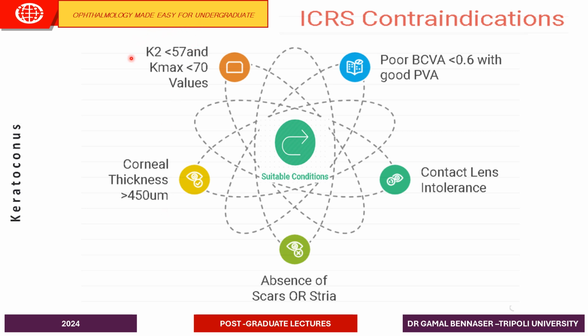Another thing is that the K2 value, that's the steep meridian, should not exceed 57, and the Kmax should not exceed 70. The Kmax reflects the anterior surface. So if there is very high irregularity of the anterior surface, this indicates that the patient will have no improvement and it is better to go for other procedures. So these are the main indications for the use of the intracorneal rings, as I said, mainly meant for improving the topography and the shape of the cornea.